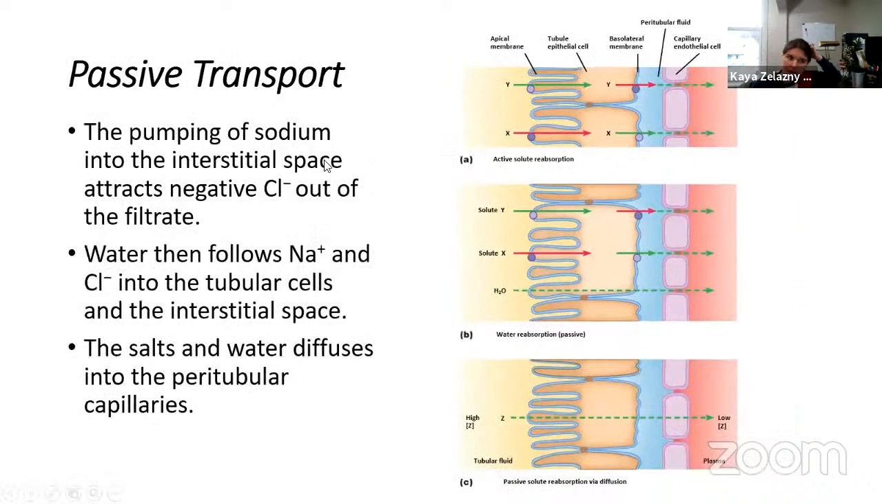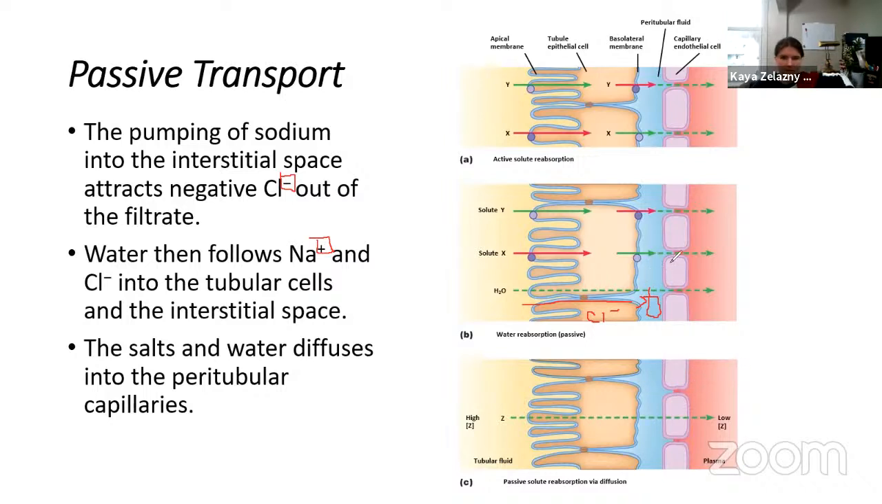Okay. Because we're pumping this sodium into the interstitial space, our sodium is getting concentrated in this space. Sodium is positive, chloride ions are negative, so the chloride ions follow it. Chloride is also going to start to get concentrated here, although it's then going to go into the plasma as well.